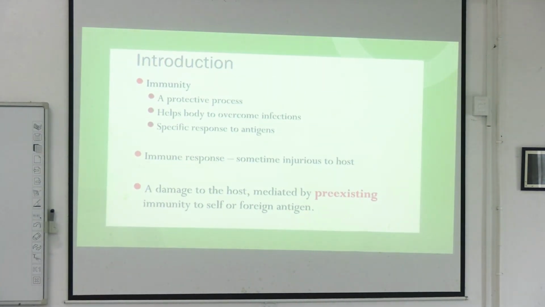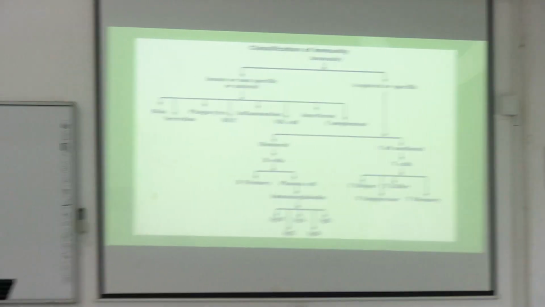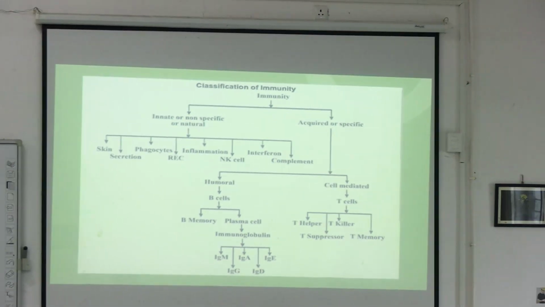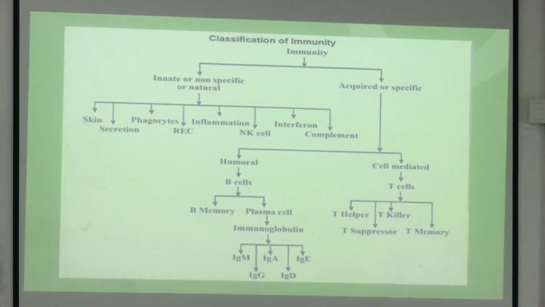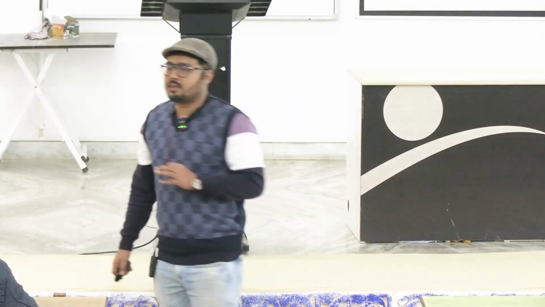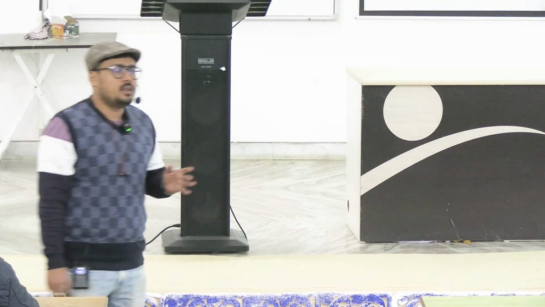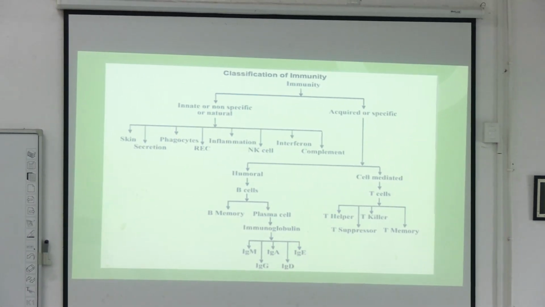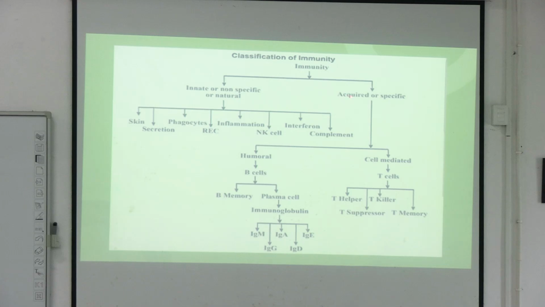Next, classification of immunity. There are various ways to classify immunity, but the basic concept is one is innate immunity or inborn immunity, another is acquired immunity. Innate or inborn immunity is also called non-specific immunity because these are generalized effects and generalized weapons to combat the antigen. So innate, non-specific or natural goes to one side, and the other side, which is more important and more specific, is acquired. That is specific.